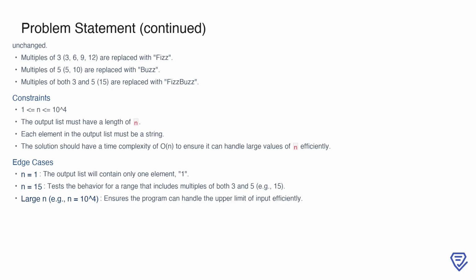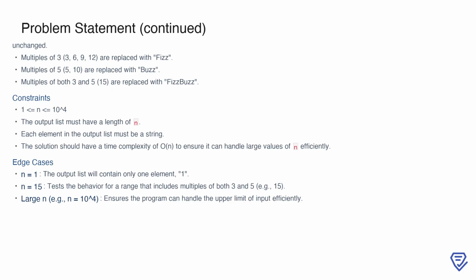The constraints for this problem ensure that n will always be between 1 and 10,000, and the output list must have exactly n strings. The solution must also be efficient, with a time complexity of O(n), to handle large values of n. Some edge cases to consider include when n equals 1, where the output is simply 1, and when n equals 15, as we just examined. Additionally, for very large n, such as 10,000, your solution must still produce the correct output within the given time limits.